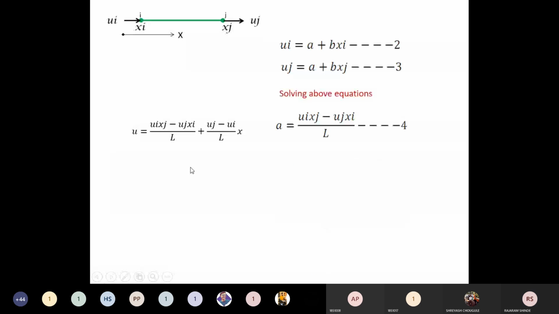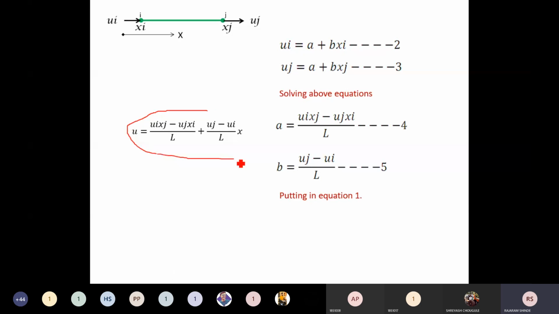Now this is A, this is B, and when we put this in equation number 1, you will get this equation. This is your interpolation polynomial now. If you observe this interpolation polynomial, u is a function of ui and uj and xi and xj. That means if you know the values of ui and uj, you can calculate the value of u at any intermediate point on the element.